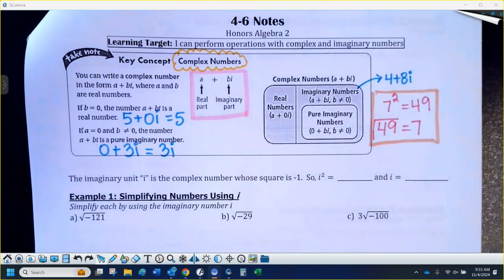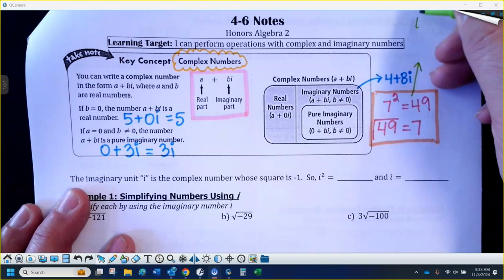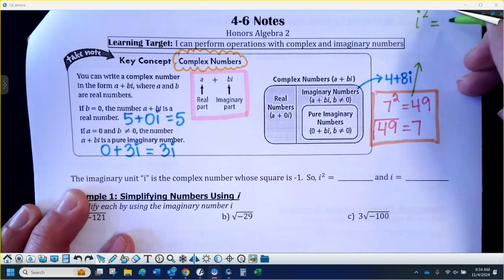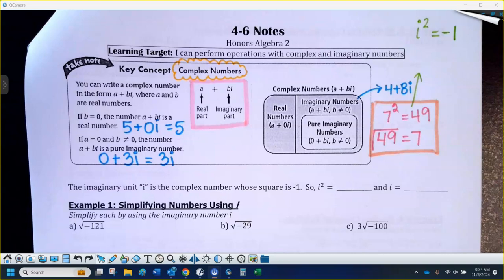Now, i was invented to take care of a negative under a square root. It does have a lot of applications in engineering, so we're just going to do a basic introduction today. Follow this example. They said that i squared is equal to -1. The reason they made that up is there's no way I could multiply two real numbers together to get a negative, right? If I multiply -5 times -5, that's positive 25. If I multiply 5 times 5, that's 25. There's no way to multiply two of the same number together to get a negative value, so this is why they developed this.